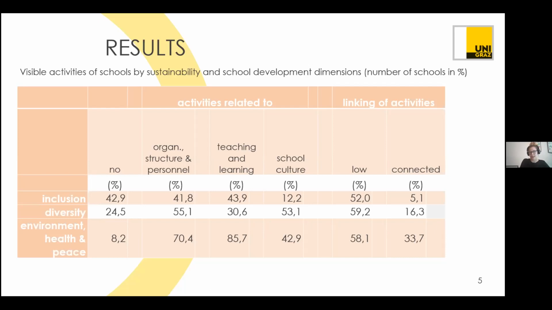So here in the middle, you can see the activities related to different school development fields, but I want to focus more on the right side, so the linking of activities. Those schools who are doing something in terms of inclusion, 52% of the schools, are just doing one or two activities. This can mean that a school is making publicly visible that the school building is accessible, or that they have a teacher for special needs children.